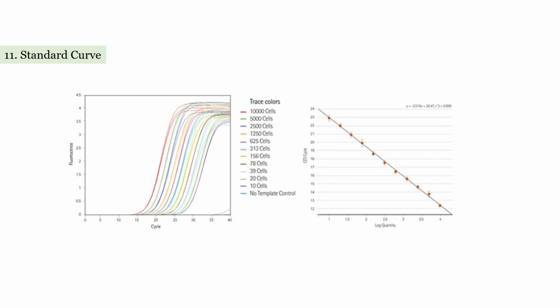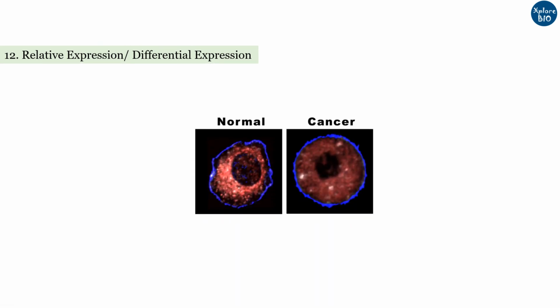The number 11 in the list is standard curve. A graph of fluorescence obtained from serially diluted samples during the PCR amplification is plotted. This is used to determine the absolute quantity of the template in the sample. And the last one, the number 12, is relative expression, which means comparing the expression of a target gene among different samples.